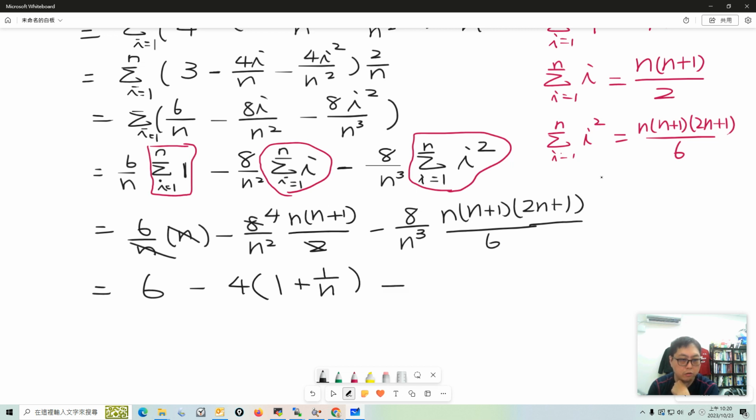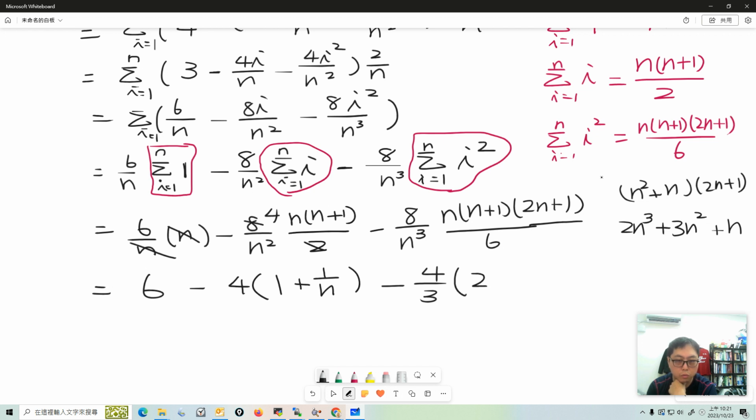Okay, so what's the next term? It is 4 over 3, and let me do the math here. 2n cubed plus 3n squared plus n, divided by n to the power 3, so it will be 2 plus 3 over n plus 1 over n squared.